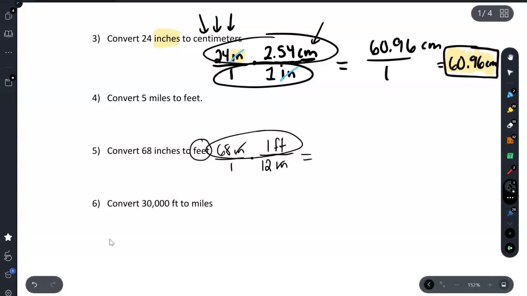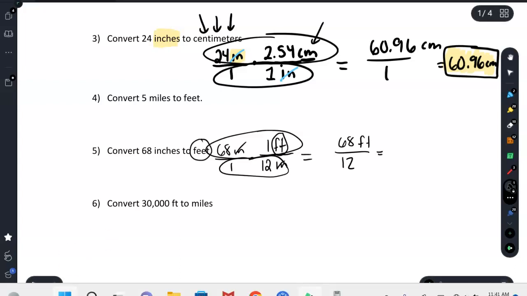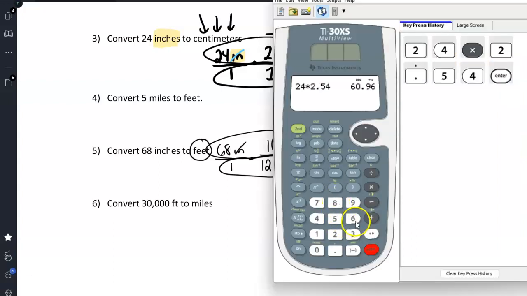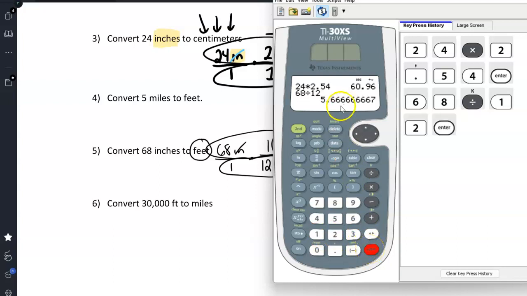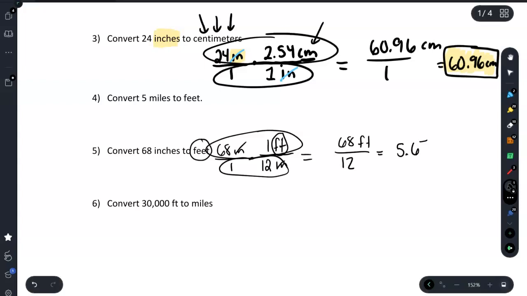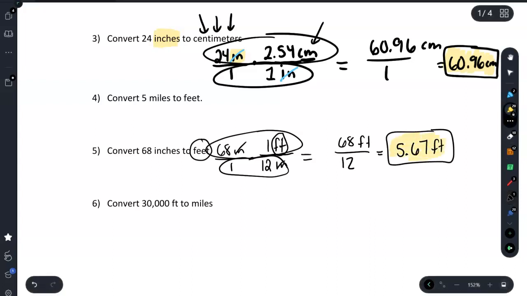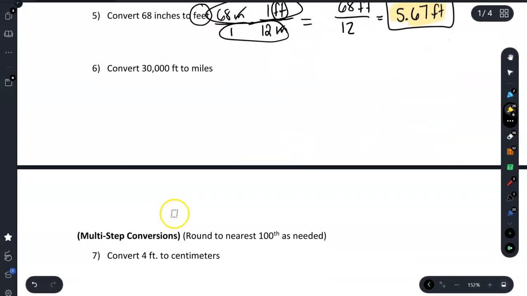When I multiply across the top, 68 times 1 gives me 68. That would be in feet now because my feet did not cancel. And on bottom, 1 times 12 gives me 12. So now I just need to do this division in my calculator, 68 divided by 12. I'm letting you write this as a decimal, so we can use decimals here. If the instruction said write it as a fraction, you would just want to turn this decimal into a fraction. But if I round this decimal to 2 decimal places, it's going to be 5.67. So that's what I have here, 5.67, and that would be feet. So that would be my answer there. All right, so number 6 is for you.